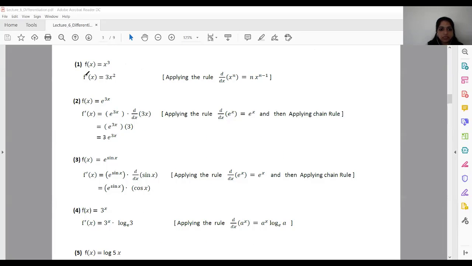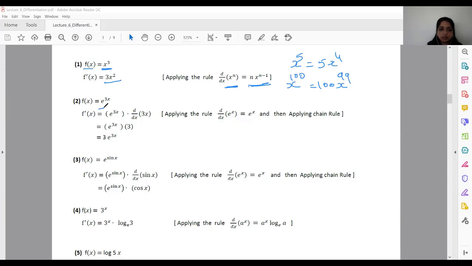Let's start with the first example. f of x is equal to x cube. Dear all, you all know that x cube is of the type x raised to n, and the derivative of x raised to n is n x raised to n minus 1. So the derivative of x cube is 3x square. Similarly, the derivative of x raised to 5 is 5x raised to 4. The derivative of x raised to 100 is 100 x raised to 99, like that.